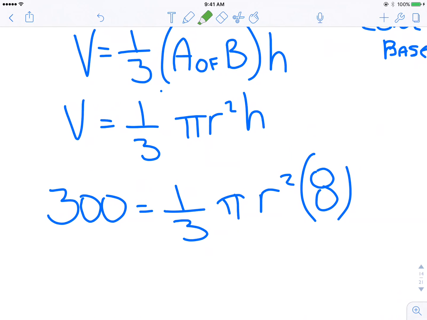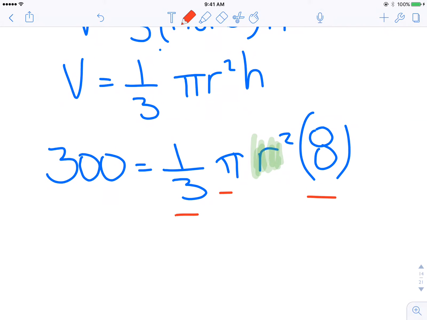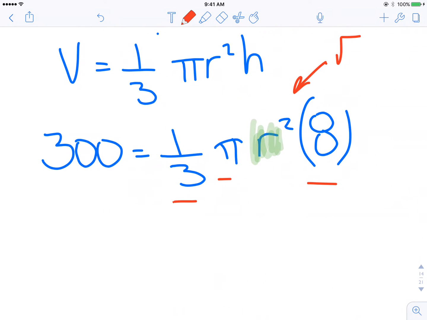So what we need to do is solve for radius. In order to find the radius, we have to isolate that variable, which means we need to get rid of all of these things first, and then my last step, I need to square root because that's r squared. So remember, when you're reversing formulas, you're doing opposite operations, right? So this is 300 equals 1/3 times pi times radius squared times 8.